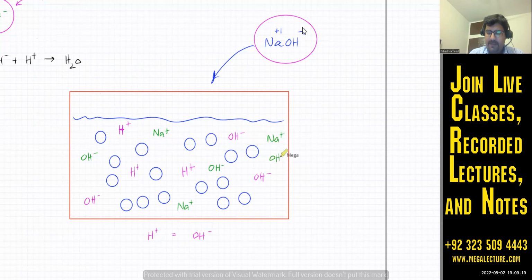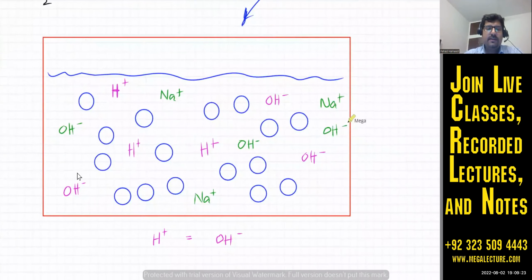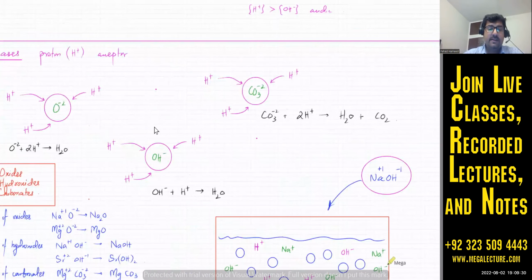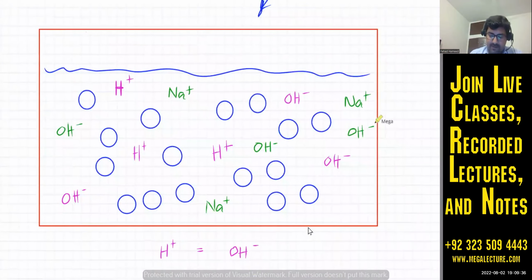So here is what a base will do. So what did the NaOH do in water? It produced a lot of OH ions. What did I tell you about OH ions? I told you that the OH ion attracts H+1 ions, right? This is what I told you. So all of a sudden in your water, you've got a lot of OH ions, right?